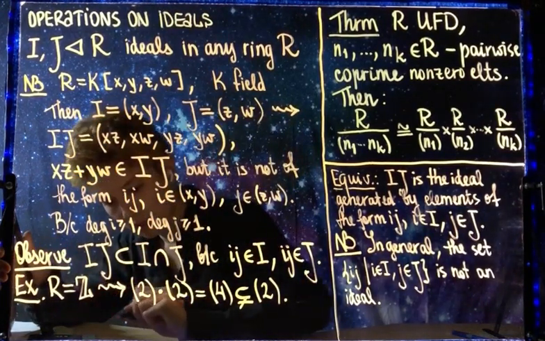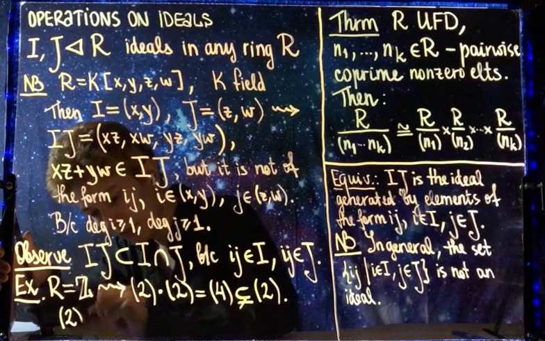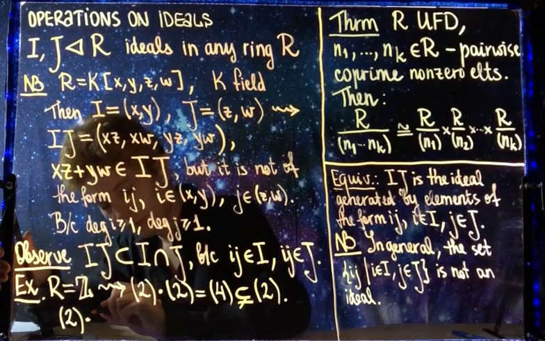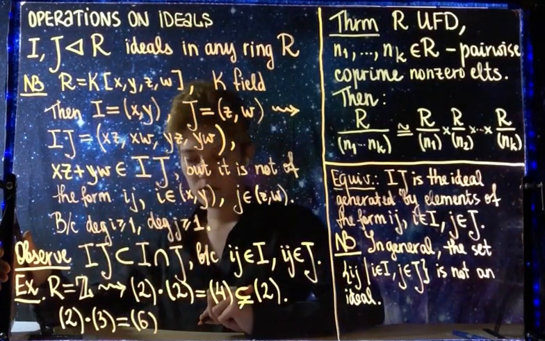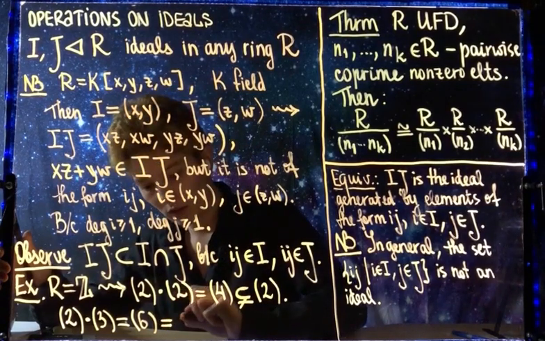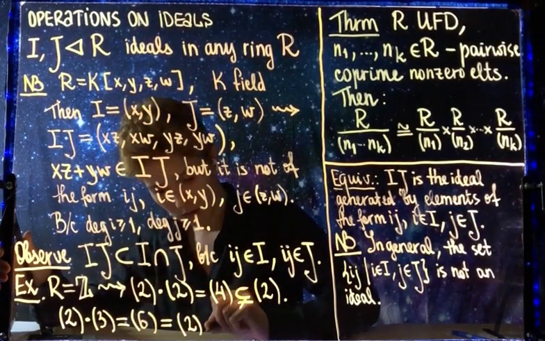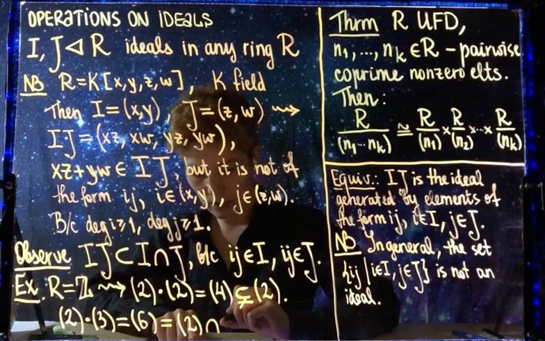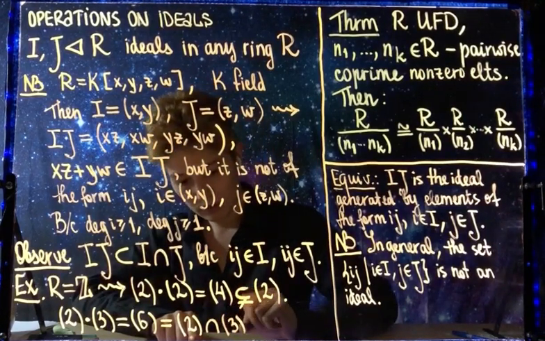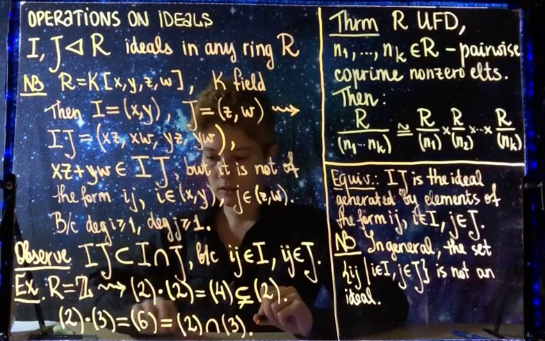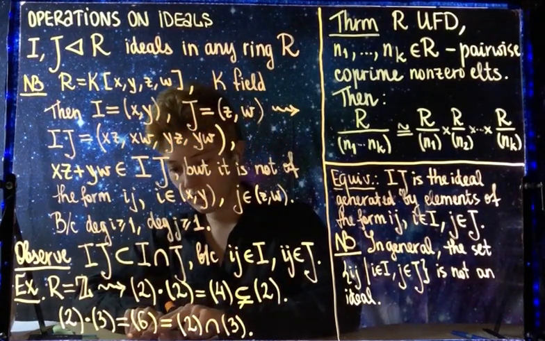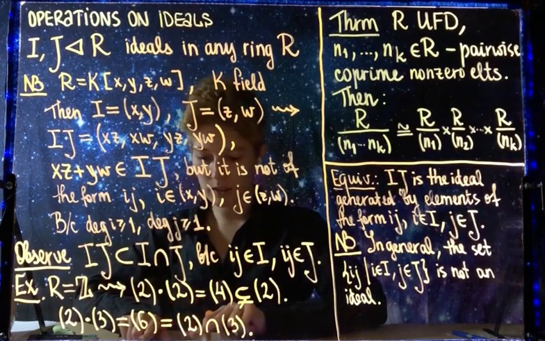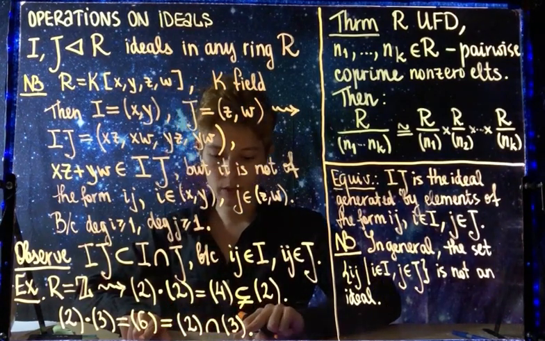However, sometimes it is. So if I take 2 and multiply it by 3, then I get the ideal generated by number 6. And this is also equal to the intersection of the ideals generated by 2 and by 3. And this is because the ideal generated by 6 consists of numbers divisible by 6, which is the same as being divisible by 2 and being divisible by 3 simultaneously.